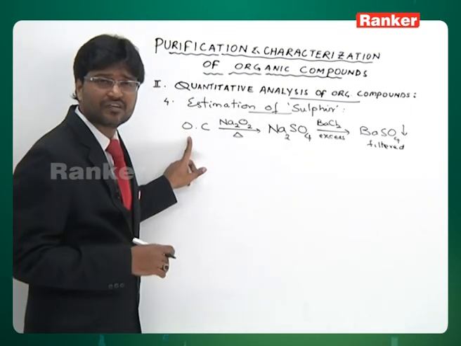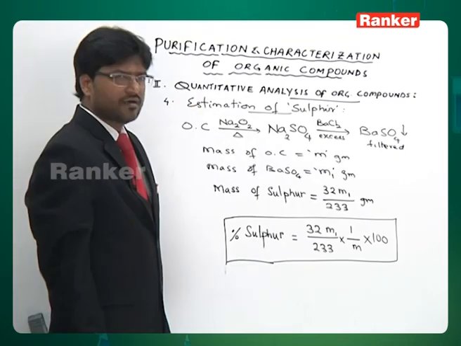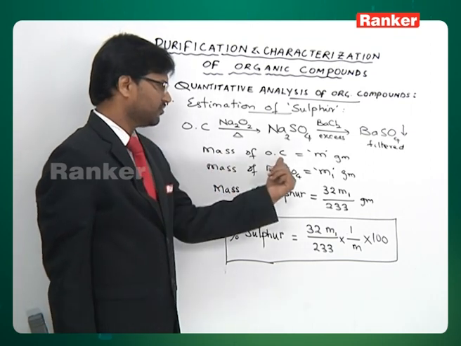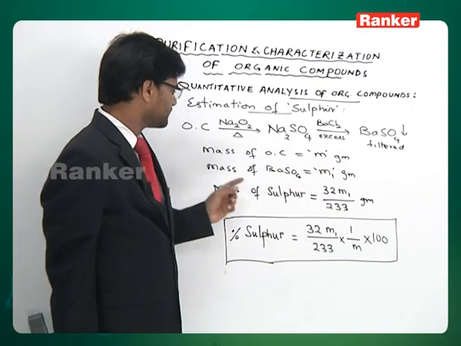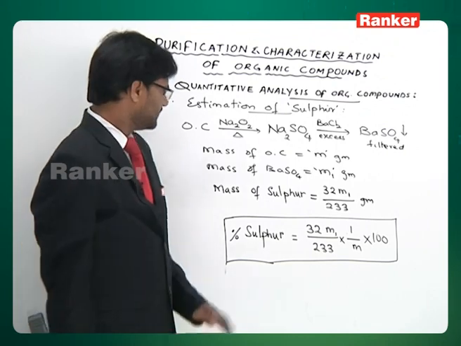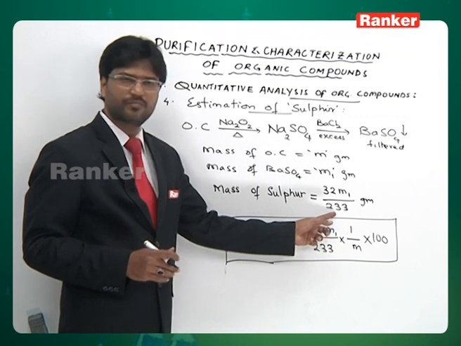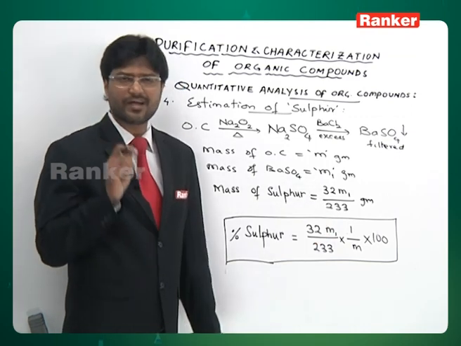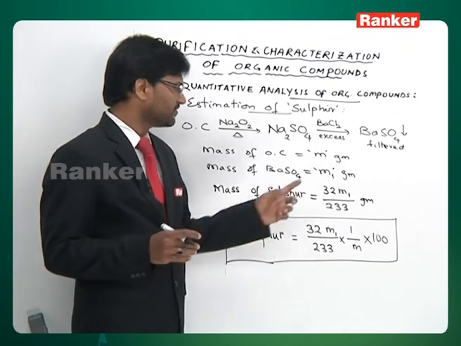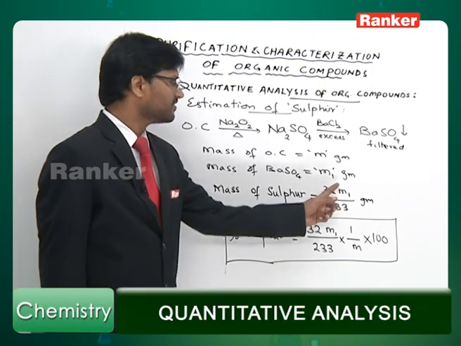You always start with a known mass of organic compound, and I am going to now show you the calculation part. Let us assume that the mass of organic compound taken initially is m grams. This is the mass of barium sulfate which is formed in the experiment, m1 grams. The mass of sulfur present in m1 grams: this is the gram molar mass of barium sulfate. So, 233 grams of barium sulfate contains 32 grams of sulfur. So, the mass of sulfur present in m1 grams can be given by 32 m1 by 233 grams. This is the mass of sulfur.